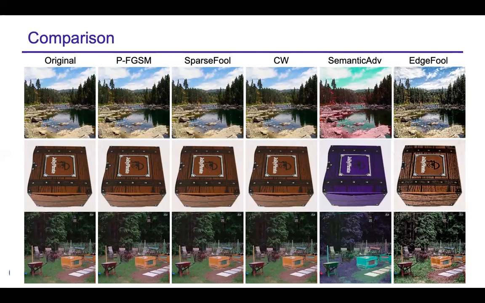In this slide, we visualize some samples of the adversarial images. As you can see, semantic adversarial severely distorts the images as the color changes are random. Sparsefool perturbs only a few pixels, but with large and prominent changes that are visible. However, edgefool adversarial images contain perturbation which enhances the details.